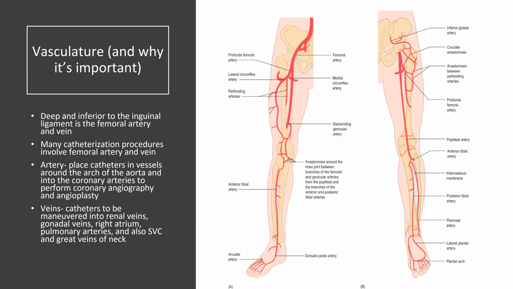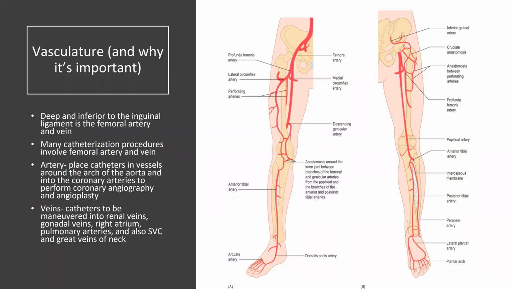Why is vasculature so important? Well, we've done veins, but now we're going to do arteries. Deep and inferior to the inguinal ligament is the femoral artery and the vein, and it's really important in the clinic because that's how you do a lot of catheterization when you're addressing cardiac events. So many procedures involve the femoral artery and the vein.